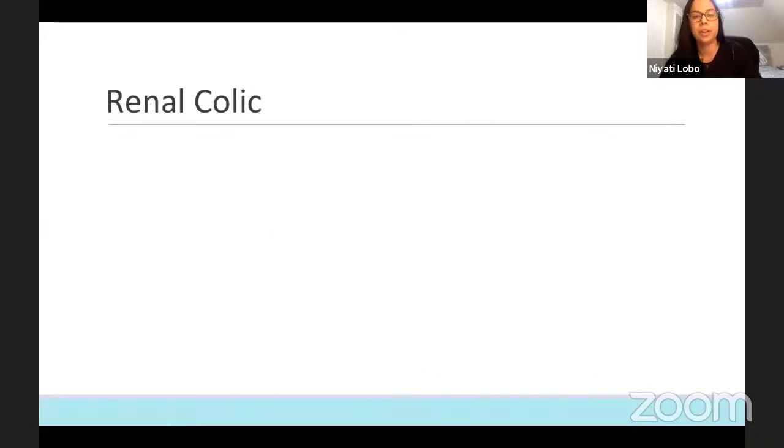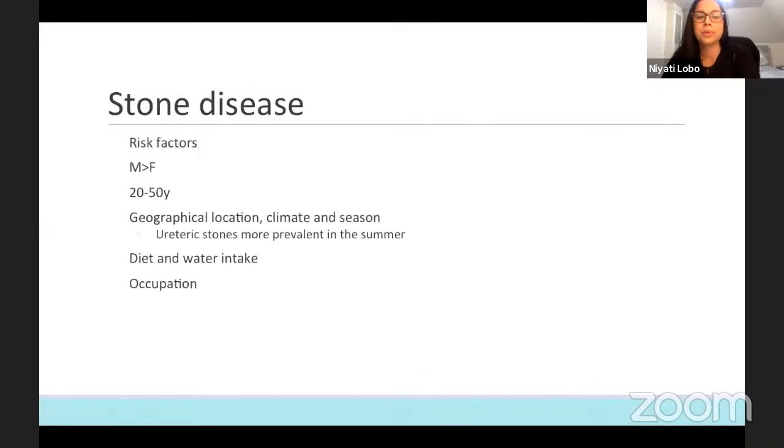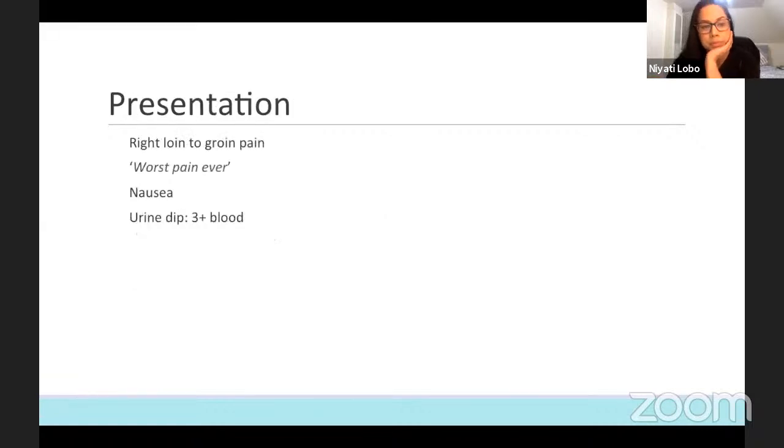Okay, renal colic. Stone disease is really, really common, more common in men than women. And the main risk factors are geographical location, climate, season. We always get more stones in the summer, after a heat wave especially. People who don't drink very much, so commonly chefs are big stone formers, office workers who are just sitting down all day and not drinking very much.